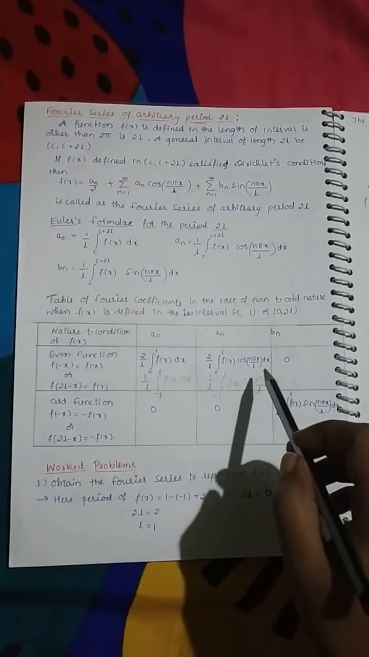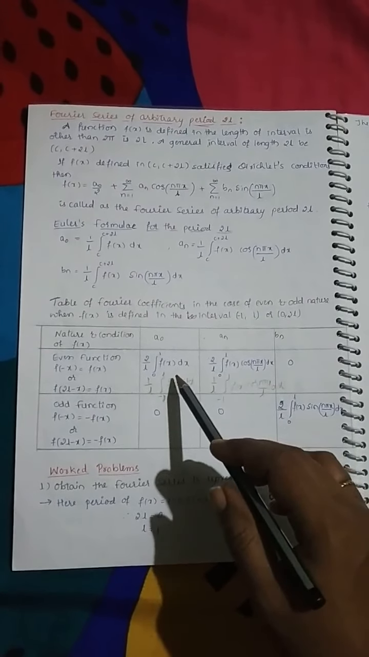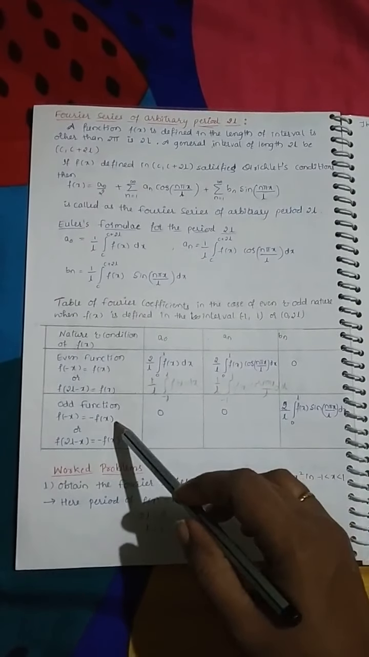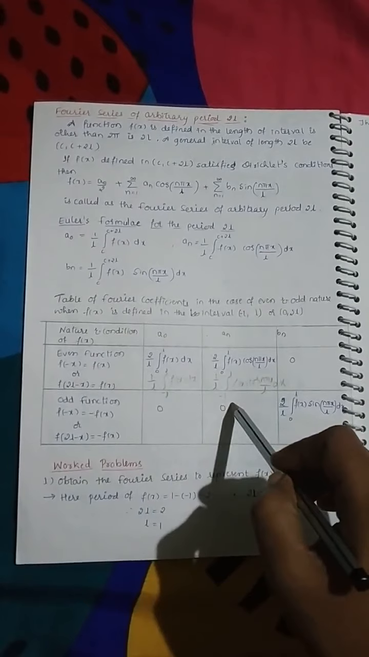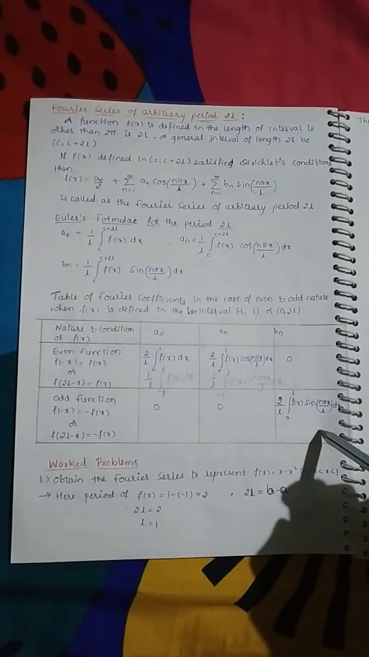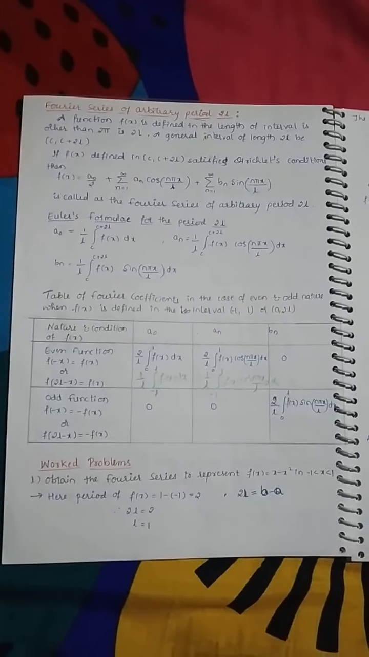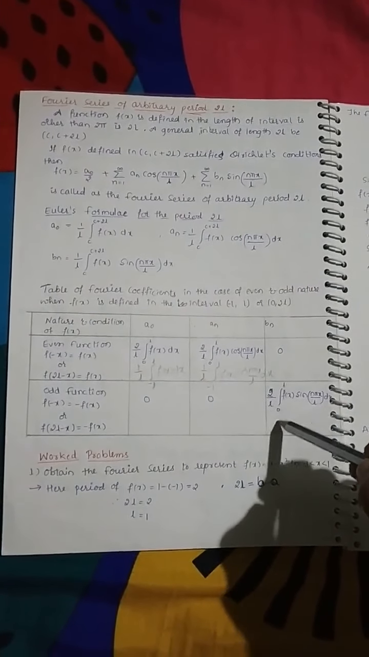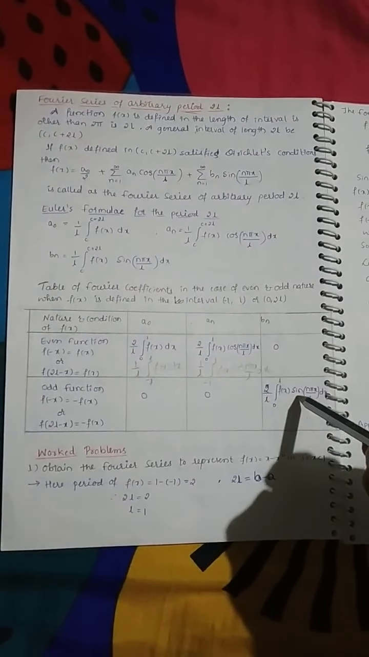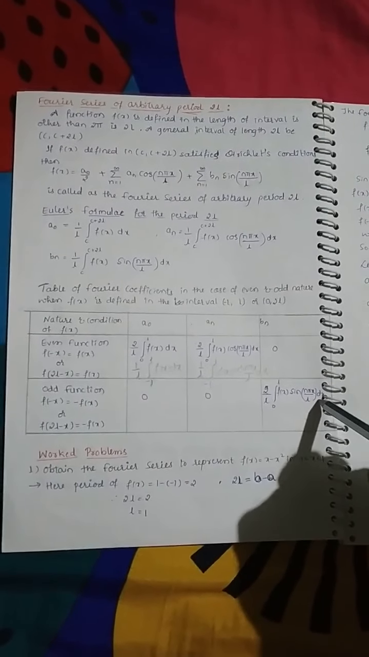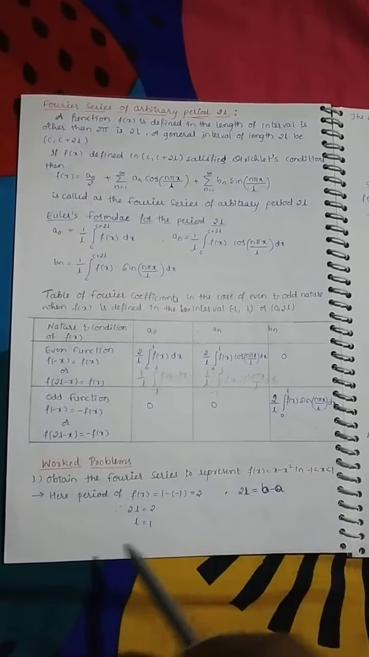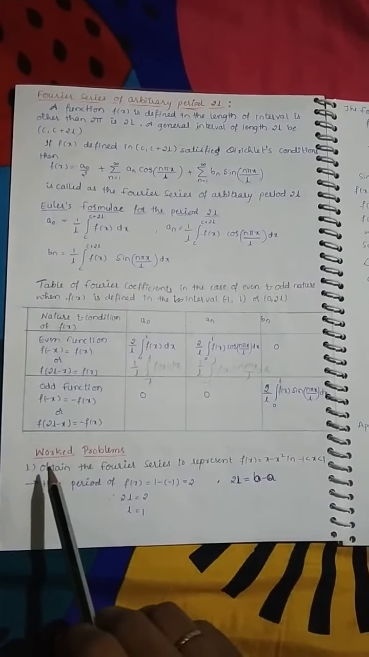Right? When we have the even nature, Bn coefficient becomes 0. When we have the odd nature, A0 and An become 0. We are left with only coefficient Bn, and the expression is 2 by L integration 0 to L f of x into sin n pi x upon L into dx. Next we will go for the problems. Let's solve the problems.